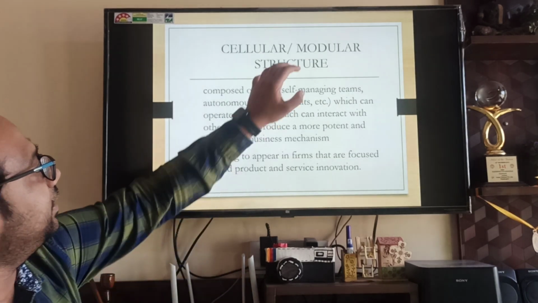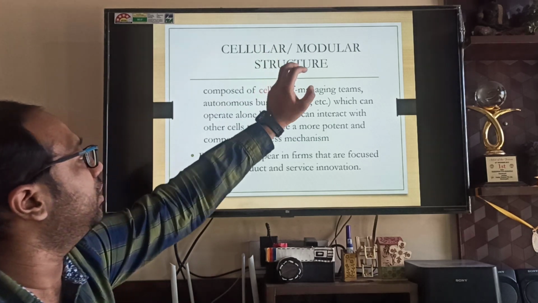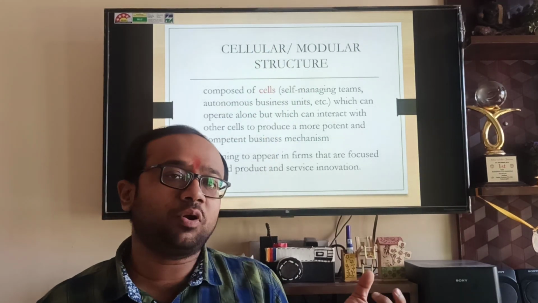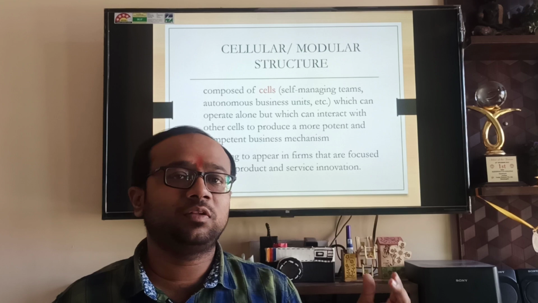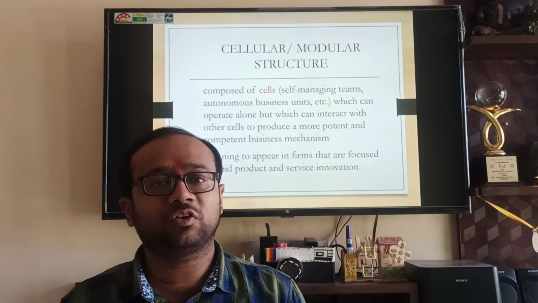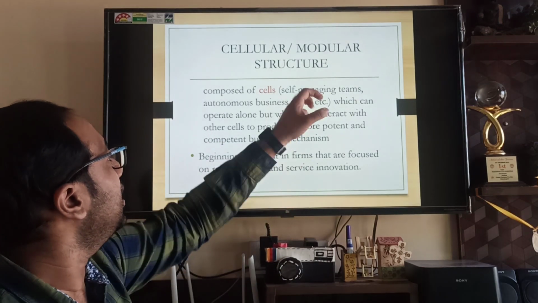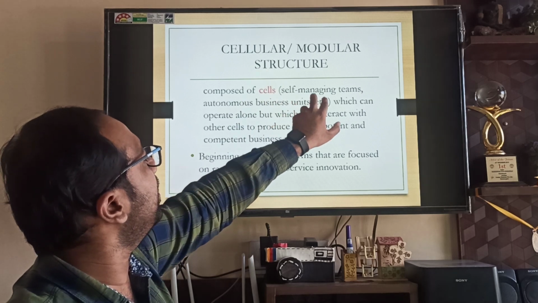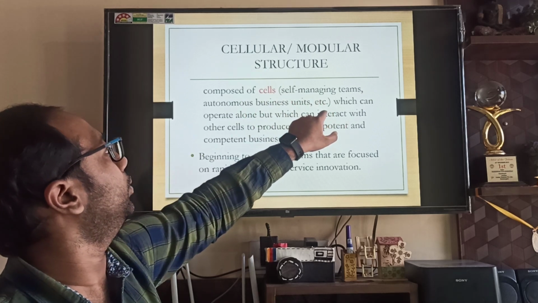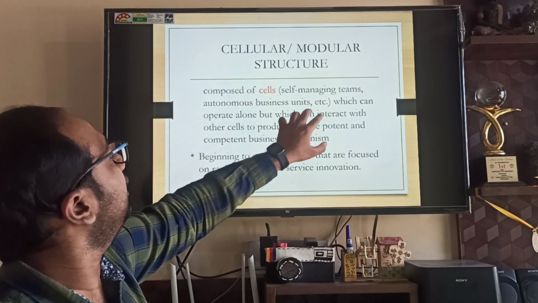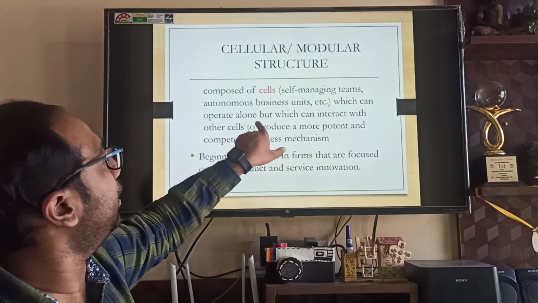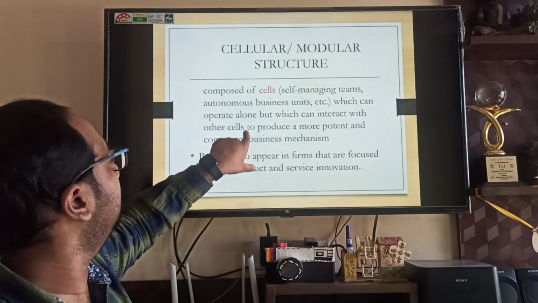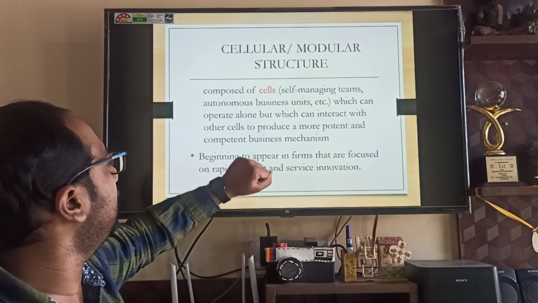The next kind of structure, my dear friends, is the cellular or modular structure. First of all, what is a cell? From our biology learnings, we know a cell is the basic unit of life which can function on its own. In this context, a cell is a self-managing team or autonomous business unit. This structure is composed of cells which can operate alone but can also interact with others to produce a more potent, business-potent mechanism.